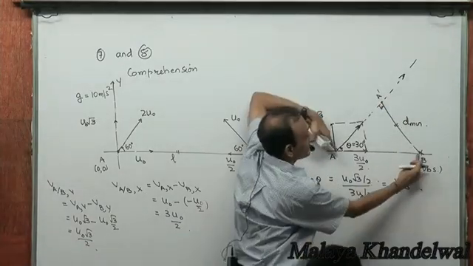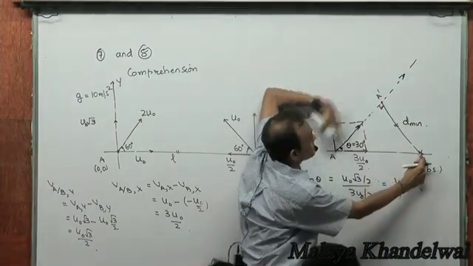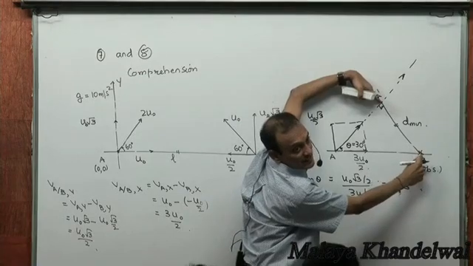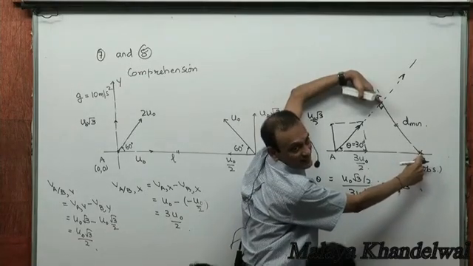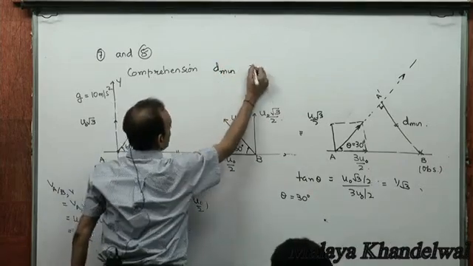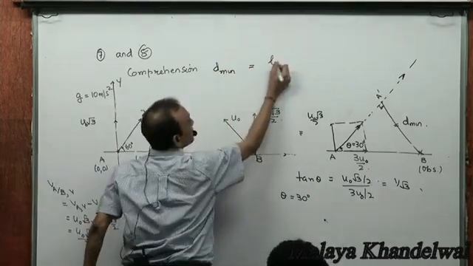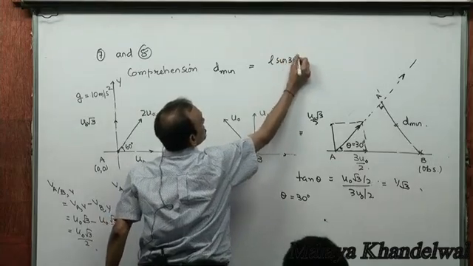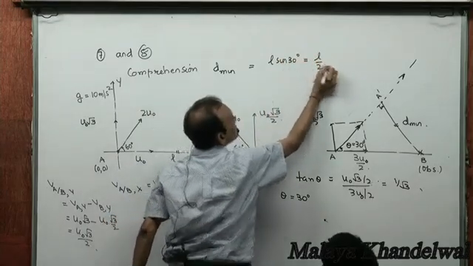Right? And this length is given to be some L, right? So this is L sine 30 degrees. D minimum will be L sine 30 degrees. Yes or no? So D min will be L sine 30 degrees, which is L by 2, would be the shortest distance between A and B.